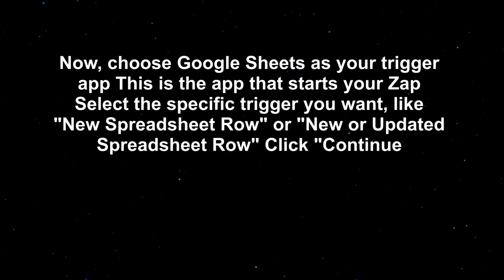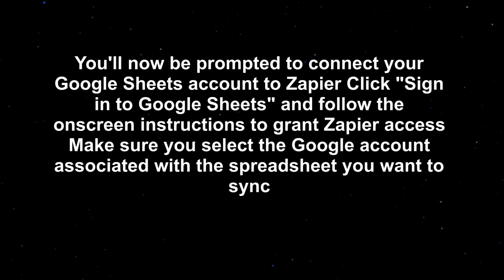Select the specific trigger you want, like new spreadsheet row or new or updated spreadsheet row. Click Continue. You'll now be prompted to connect your Google Sheets account to Zapier. Click Sign into Google Sheets and follow the on-screen instructions to grant Zapier access. Make sure you select the Google account associated with the spreadsheet you want to sync.